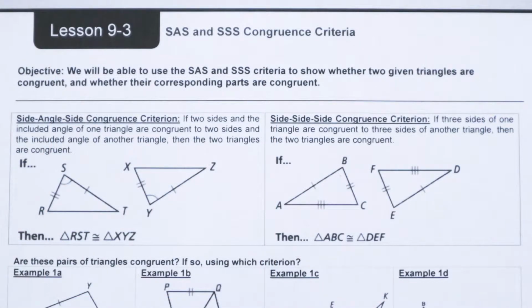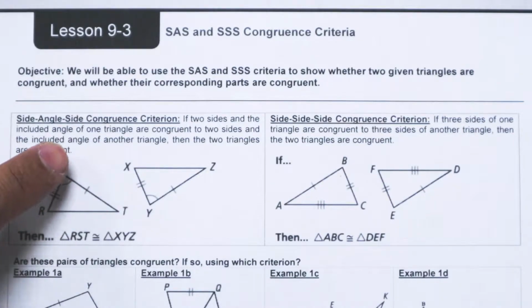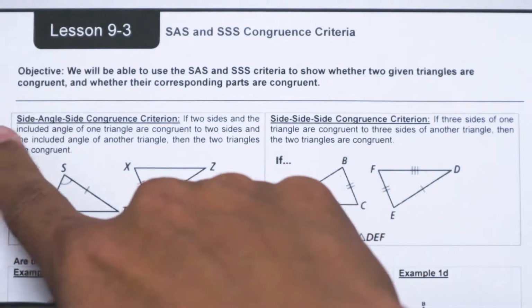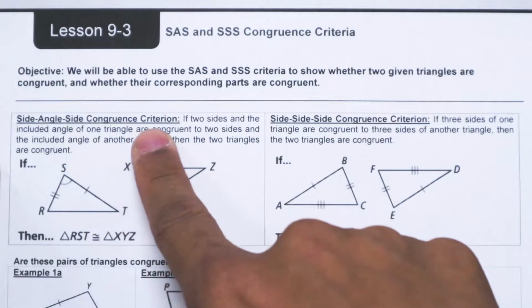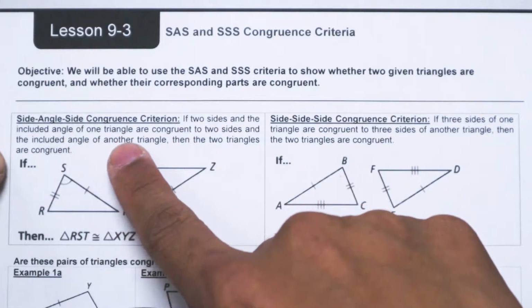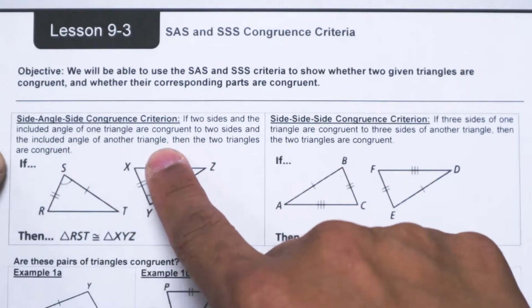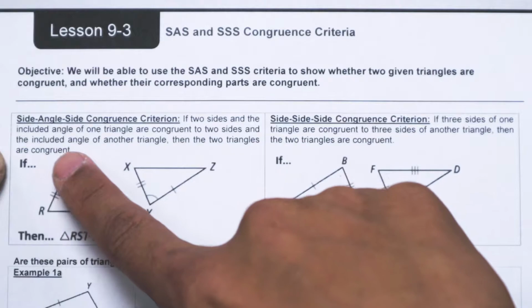Today you're going to learn two ways to prove that two triangles are congruent. The word congruence means they're exactly the same size, same shape. The first way is called the side-angle-side congruence criteria. It says that if two sides and the included angle of one triangle are congruent to two sides and the included angle of another triangle, then the two triangles are congruent.